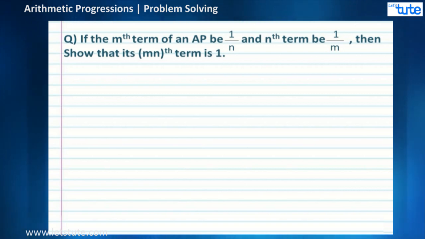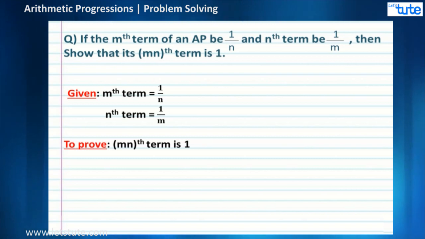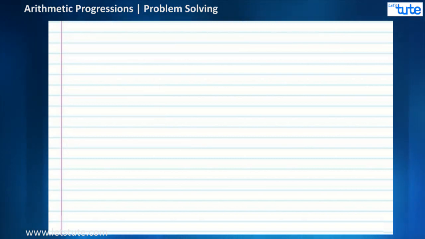So here comes the next clue. If the mth term of the AP is 1 upon n and the nth term is 1 upon m, then show that its mnth term is 1. Now let us first simplify the question. We have been given the mth term which is 1 upon n and the nth term which is 1 upon m. We need to prove that the mnth term is 1. Let us take a look at the solution.